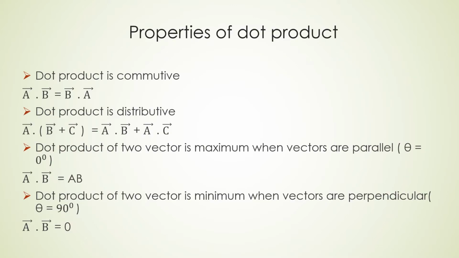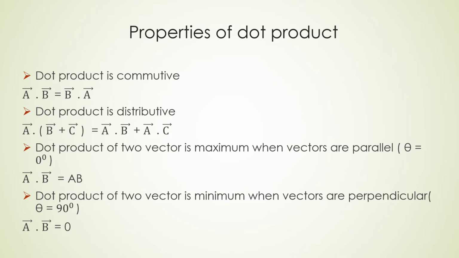So let's study the properties of dot product. The dot product is commutative. As you know the rule of commutative, A dot B is equal to B dot A. Next, dot product is also distributive, so that A dot (B plus C) is equal to A dot B plus A dot C.